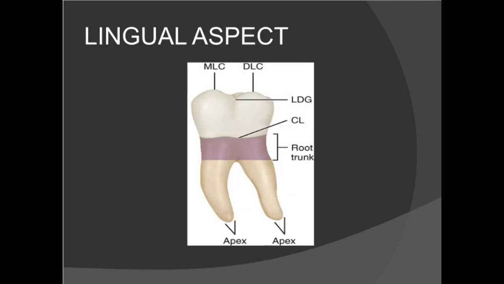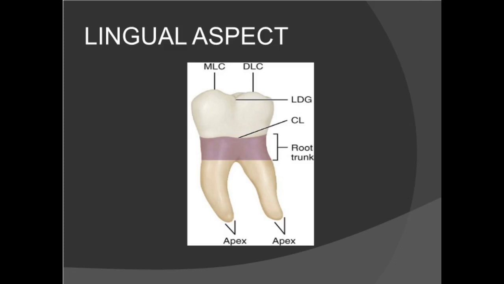Now the lingual aspect. You can see 2 cusps. One is the mesiolingual cusp, another one is the distolingual cusp. These are higher as compared to the buccal cusps. Both of them are differentiated through the lingual developmental groove. The cervical line here is irregular. The point of differentiation, or we can say the root bifurcation, lies 4 mm below the cervical line. From this aspect also we can see the mesial root and the distal root.